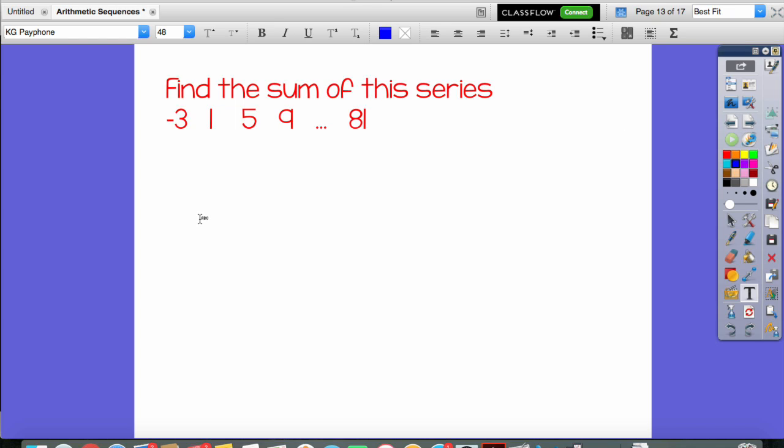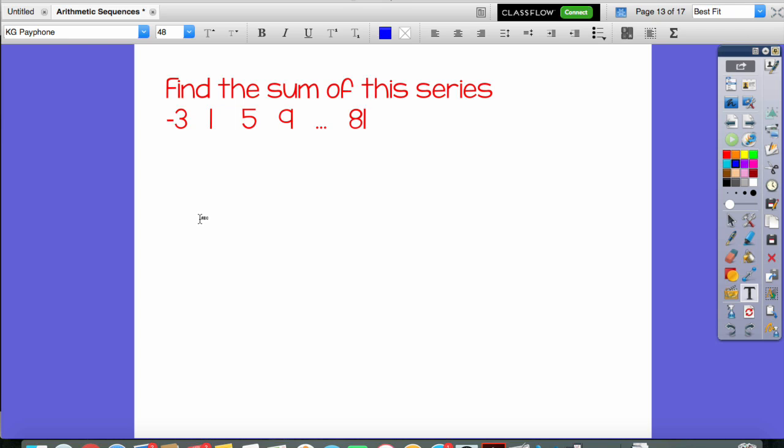It says find the sum of the series. So we have negative 3, 1, 5, 9, ... 81. Now this was different from the other one because we do not know our number of terms, do we? No, we don't. We only know that our last term is 81, our first term is negative 3. Our common difference, we definitely can figure out that's nothing but plus 4. But the only issue is we do not know what term 81 is.